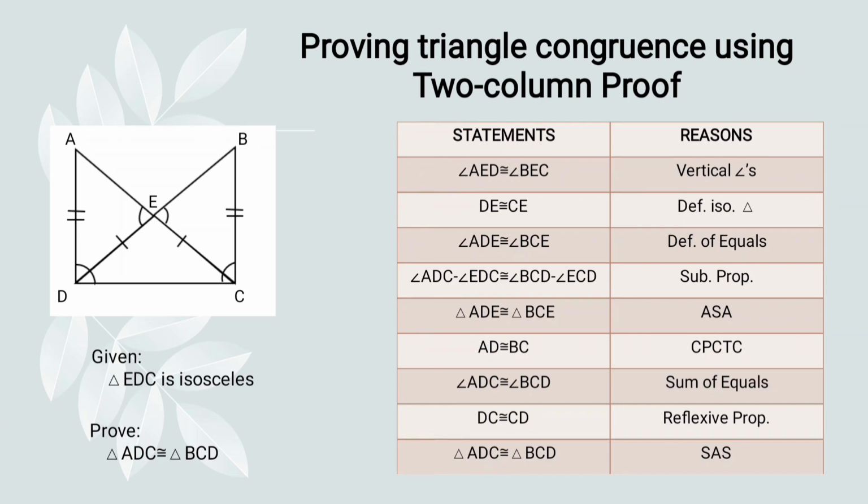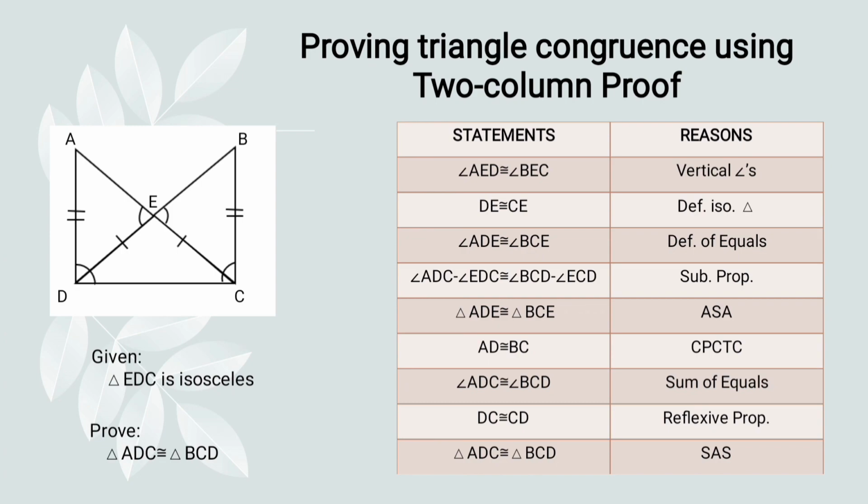So our next statement is angle ADC is congruent to angle BCD. Since we said already that this is equal, we can say that this is equal by the reason of sum of equals. So our next statement is DC is congruent to CD. Our reason for this is the reflexive property.